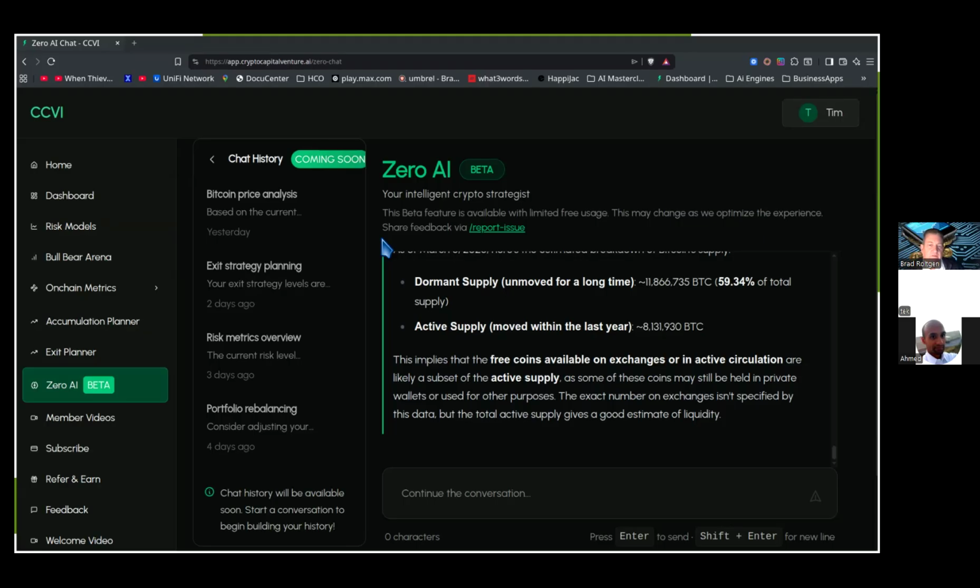It shows right here. If you add that up, the 8.3 and 11.86, you come in just under 20 million. So it tells you there's not a lot left. That's an easy way to get that info.